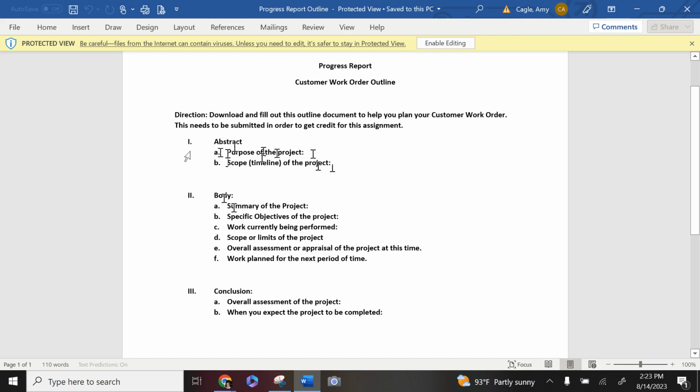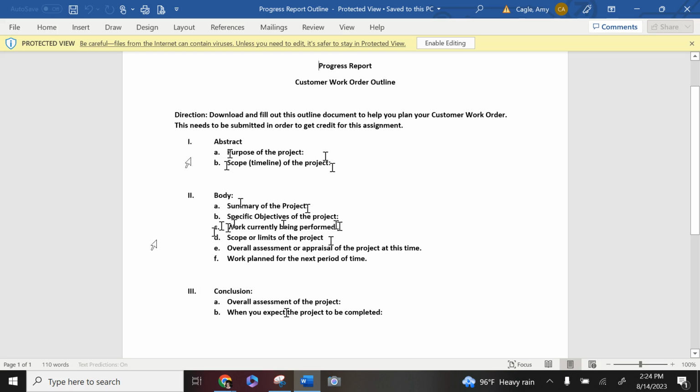Body: you need the summary of the project here. Now your body is going to be multiple paragraphs. Paragraph 1 of the body should be your summary and then the specific objectives. What the overall project was and the specific things that you are looking at fixing. Paragraph 2, what is currently being performed.